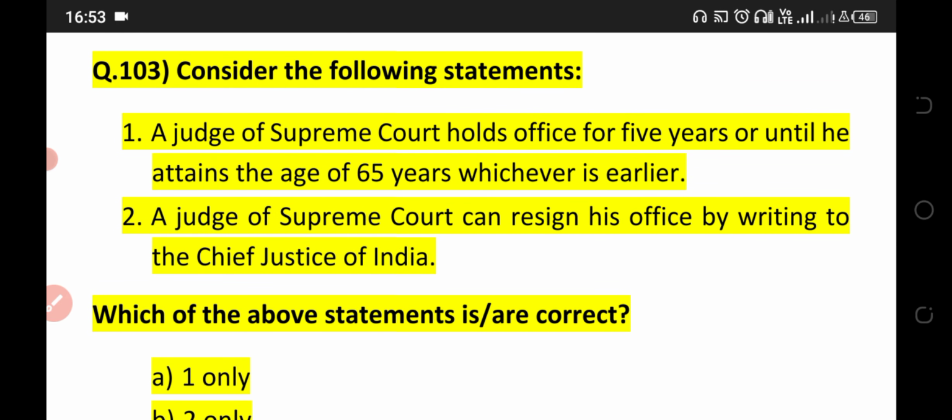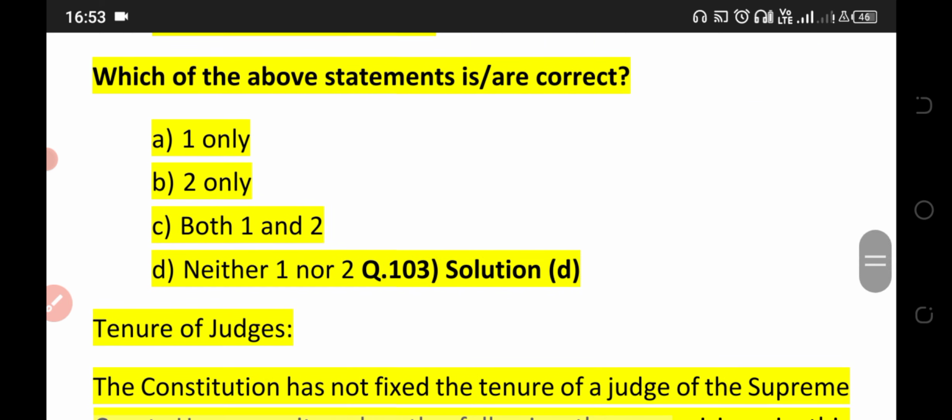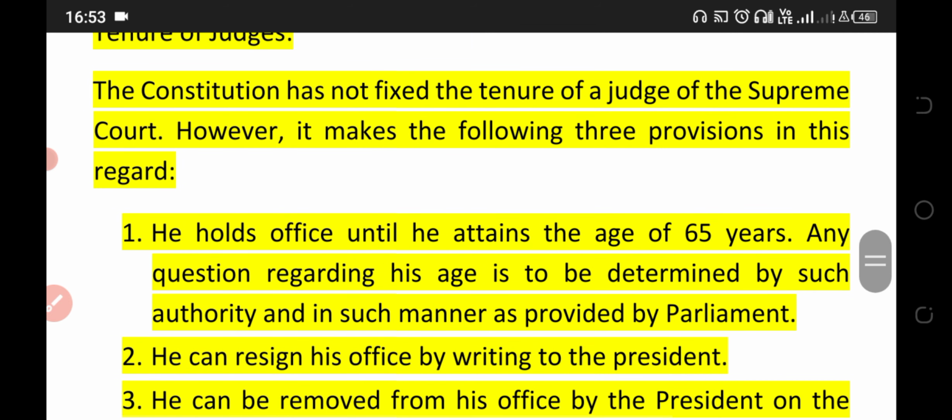Consider the following statements. A judge of the Supreme Court holds office for 5 years or until the age of 65 years, whichever is earlier. A judge of the Supreme Court can resign his office by writing to the Chief Justice of India. Okay, the first statement is wrong, the second statement is wrong. Tenure of judges: the Constitution has not fixed the tenure of a judge of the Supreme Court.